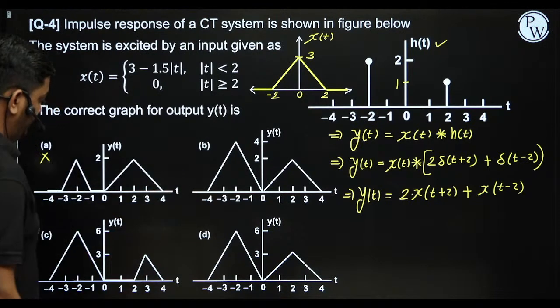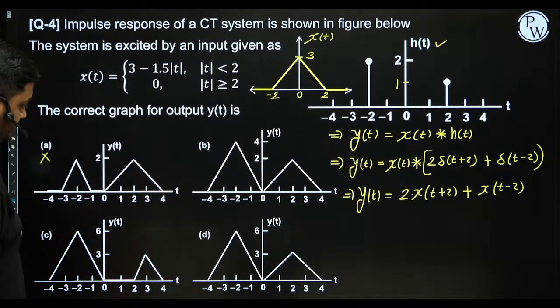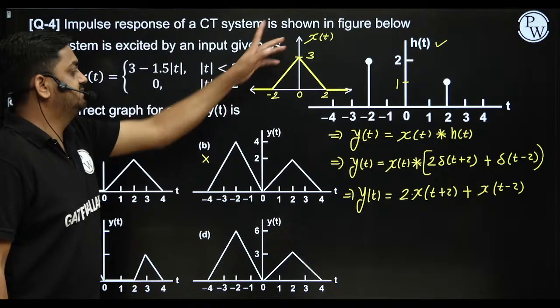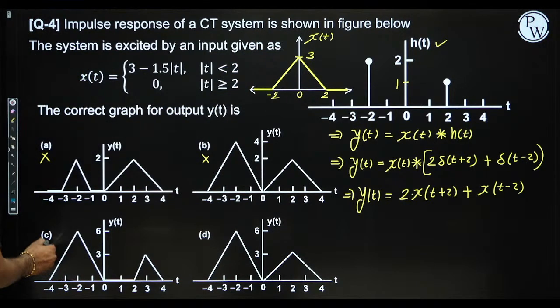Option B, option C, guys, you can check. Are both the same? No. Option B is not possible, because the amplitudes are 2 and 4. We require amplitudes 3 and 6. So here this is also not possible.